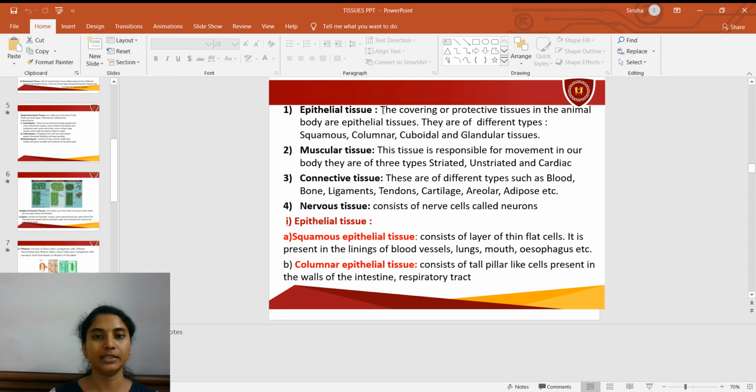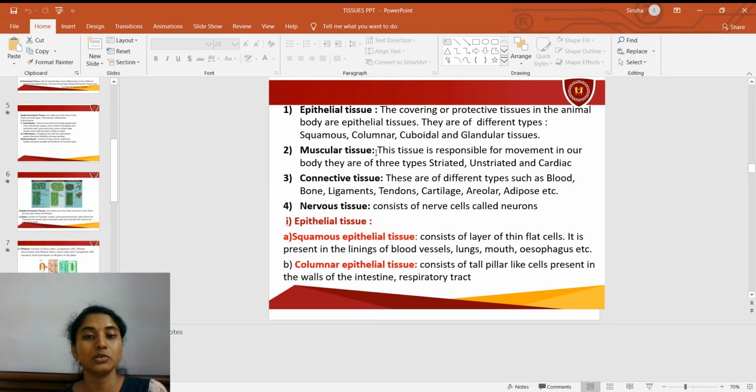Epithelial tissue is nothing but epi. The word epi always refers to the outer layer. Epithelial tissue is nothing but the covering or protective tissue in animal bodies, and again they are divided into different types depending on their structures. They are squamous epithelium, columnar, cuboidal, and glandular tissues.